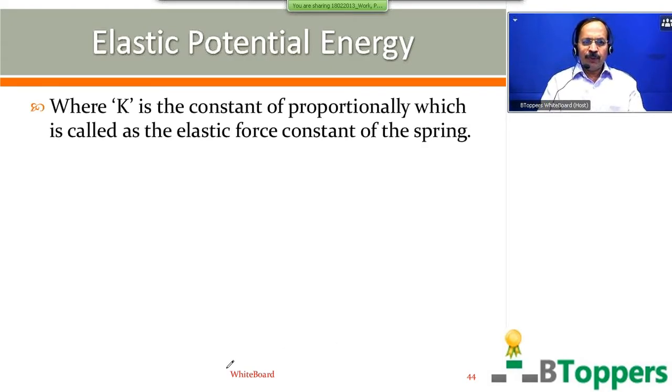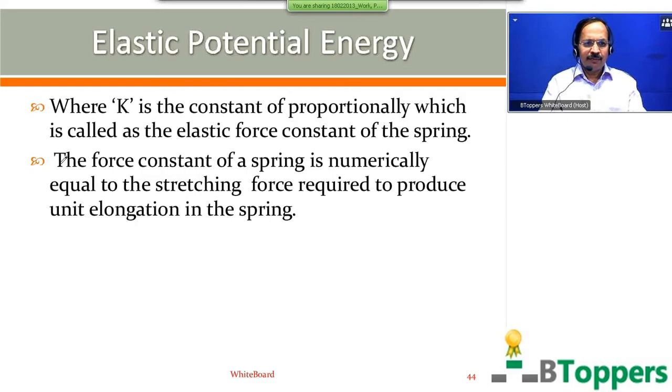Where k is the constant of proportionality, which is called the elastic force constant of the spring. The next point: the force constant of a spring is numerically equal to the stretching force required to produce unit elongation of the spring.